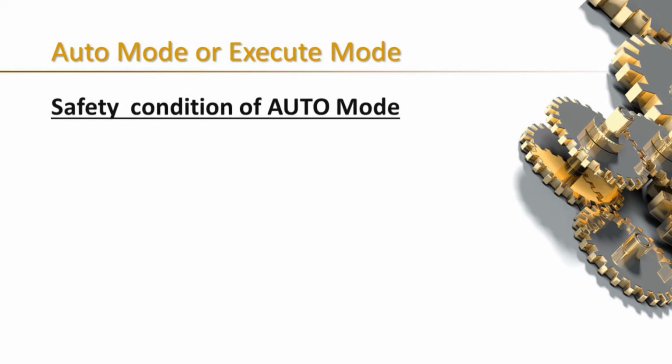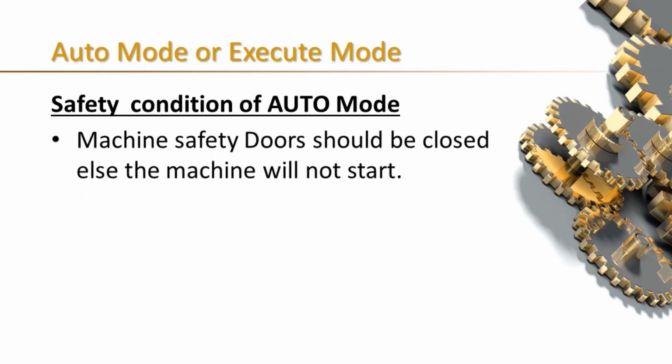So let us see the safety condition of the auto mode, which is very important. All the machine safety doors should be closed before the machine starts, otherwise the machine will not start. Why? Because there is a safety interlock provided for all the machine safety doors. Once the doors are closed, your auto mode will get started and the machine will start its execution. So this is the most important aspect, the safety aspect to be followed in the auto mode.